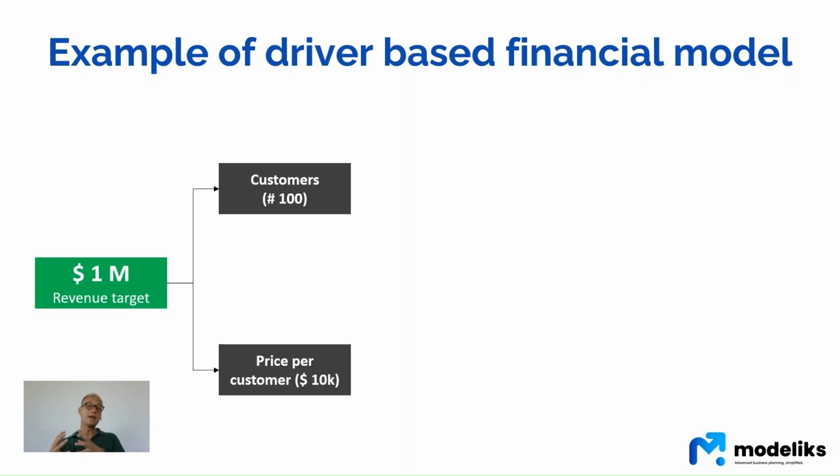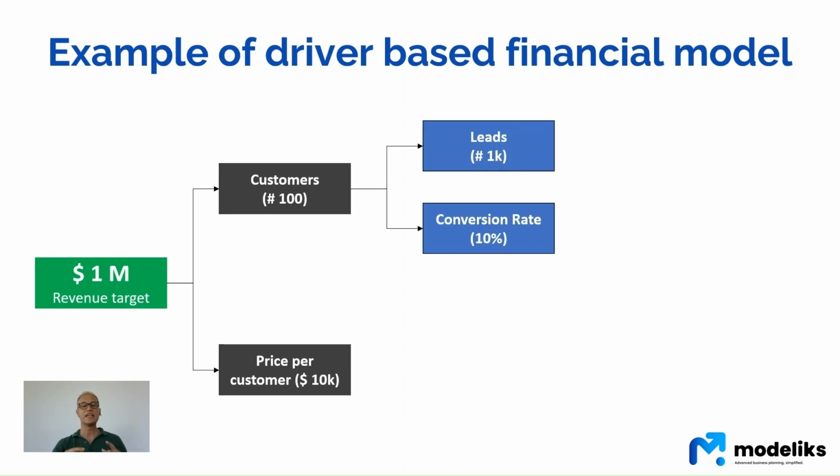But now, in order to be able to get 100 customers, it really depends on two specific drivers. And that is, number one, the number of leads that you're able to generate through your sales and marketing activities, and then the conversion rate from a lead into a customer. Assuming that you have a 10% conversion rate from a lead to a customer, you will need 1,000 leads in order to achieve 100 customers, and then achieve the 1 million revenue target.